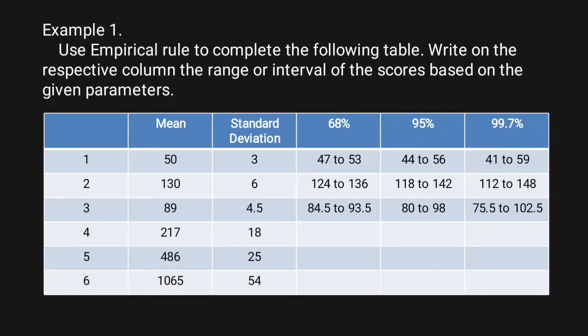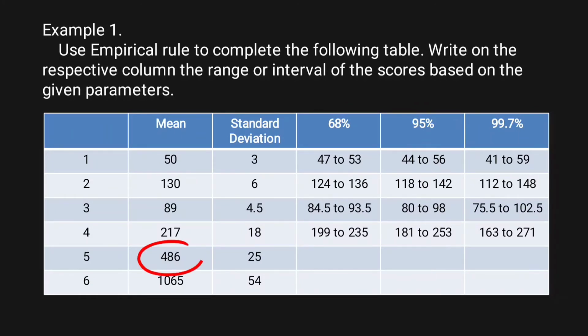Okay, another. So we have 217. Standard deviation is 18. So add and subtract the standard deviation. So 68% is 199 to 235. Okay, so again, add and subtract 18 sa ating lower and then upper limit. So 95% is 181 to 253. So paulit-ulit lang. Subtract 18, add 18 sa upper. So therefore, the 99.7% is 163 to 271.